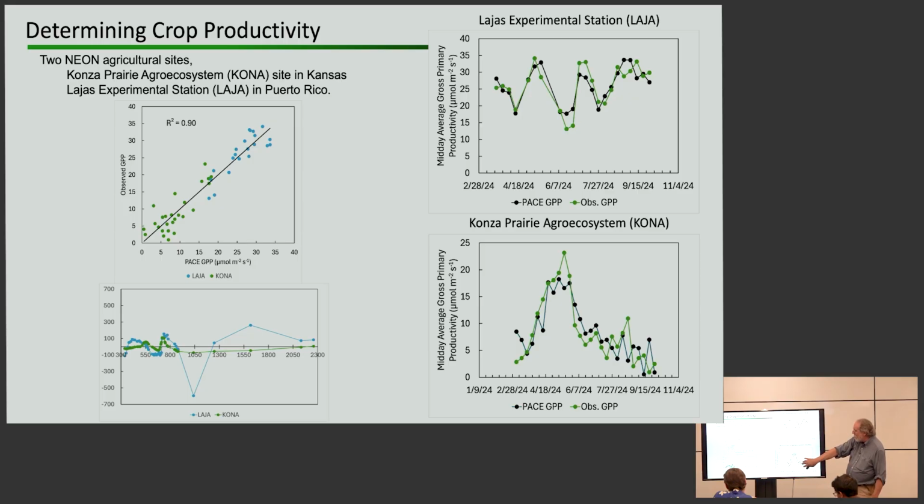This is the Konza Prairie. This is a site in Kansas, mainly corn, I think, that year. And again, we can see that the PACE data is tracking this really well. It does a pretty good agreement here. But once again, if you look at the coefficients, they're quite different. And so that's, again, a problem that we need to be able to understand: what drives these differences and how to best use those to get the best results.